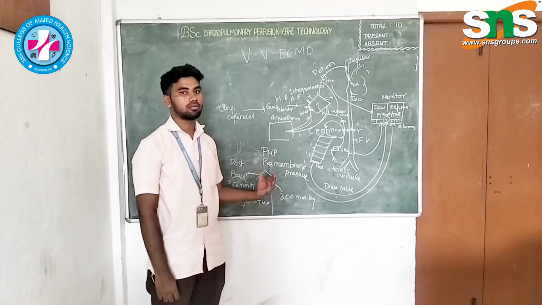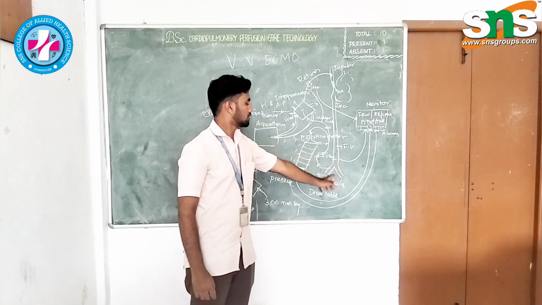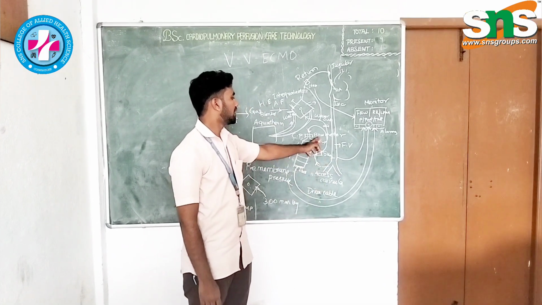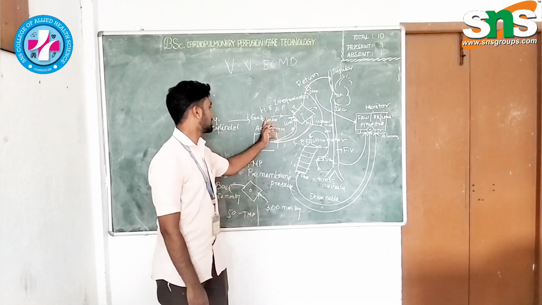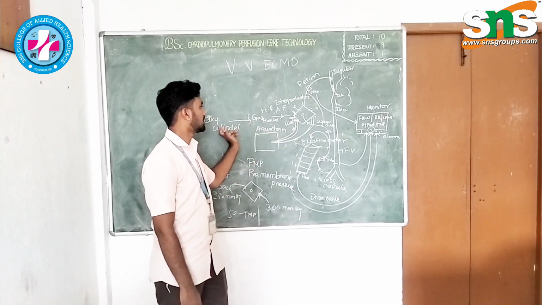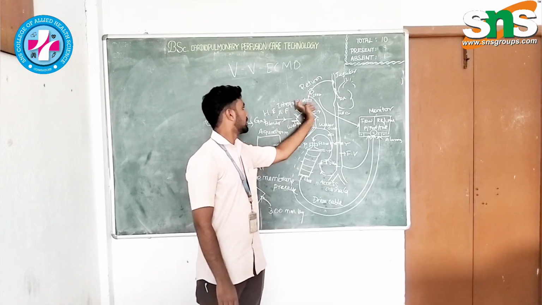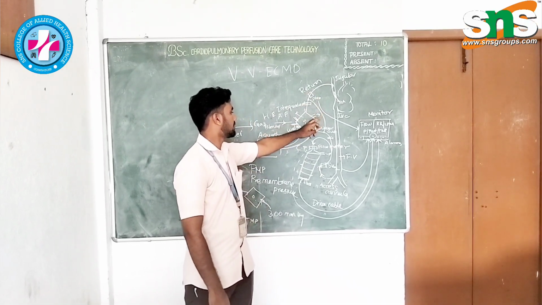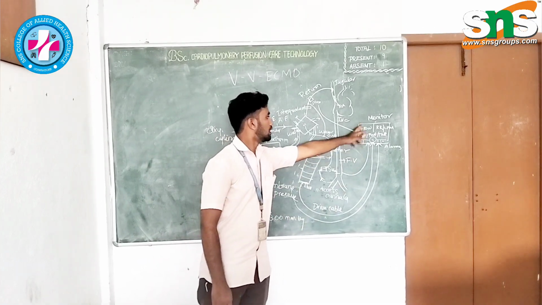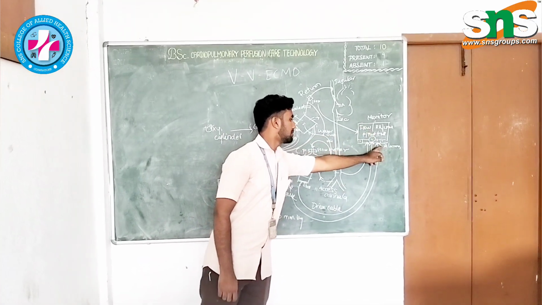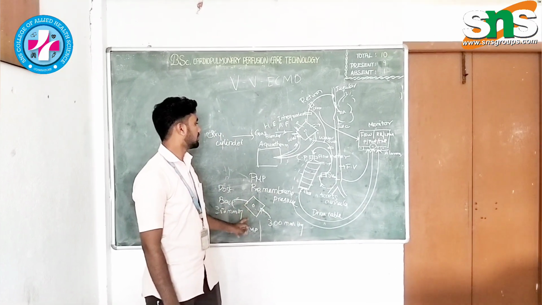Today we will see the main components of VV ECMO: femoral vein, access cannula, flow meter, centrifugal pump, oxygenator, gas blender, oxygen cylinder, integrated heat exchanger, arterial filter, return cannula, saturation device, Aquathum, data cable, monitor, alarm, pre-membrane pressure, post-membrane pressure.